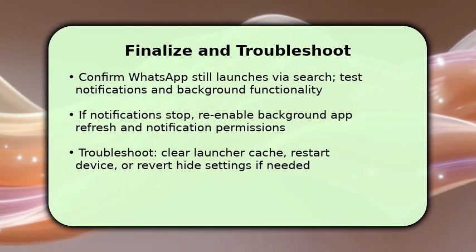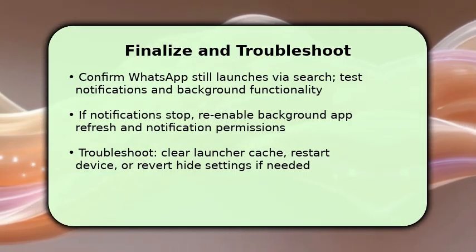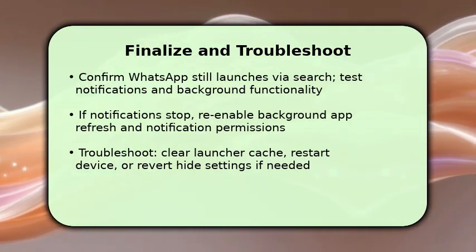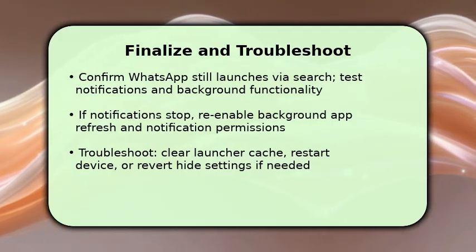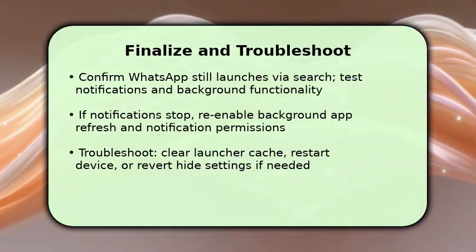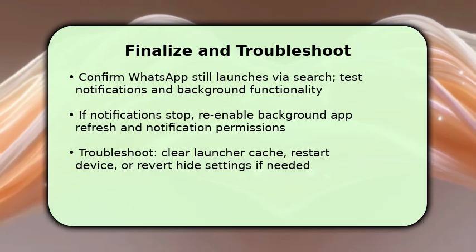If the app reappears or misbehaves, clear the launcher cache, restart the phone, or undo the hide option and try a different method. The key tip: when things go wrong, revert the last change and retest step by step to isolate the cause.